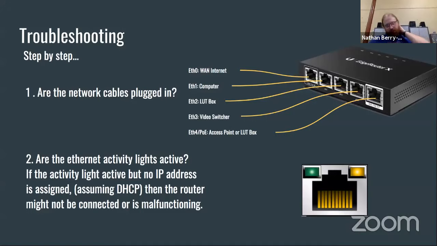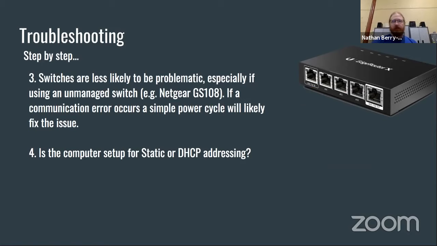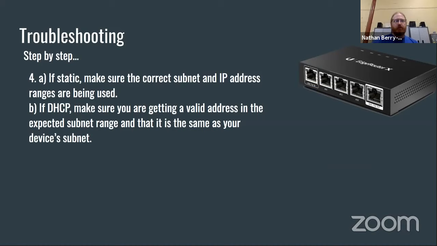So this is kind of all the stuff that we were talking about, just using that workflow diagram. Are they plugged in? Do you have the lights? I talked about this, switches are less likely to be problematic, so that's why we use that. If you're static, are you in the right static IP address range? Were you connected to some other network that was 192 and you need to be on 10.10.1? Again, this is everything we've already gone over, but it's here for reference.